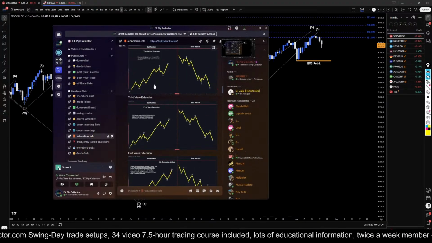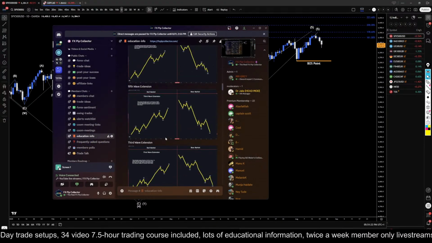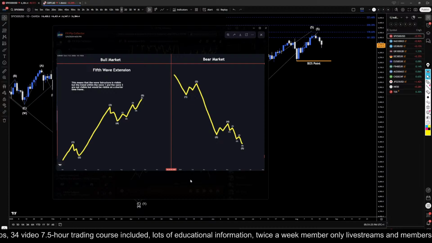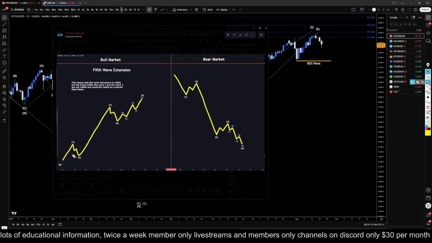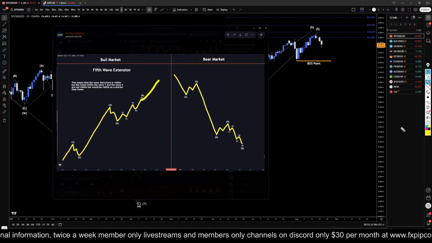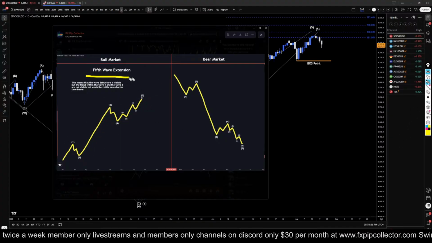No extension visible. Third wave extension. These are all the Elliott wave patterns that I put in here for my members so that people can have it. But the S&P 500 is kind of dragged out a little bit more. Obviously this is higher, but I think this is what it is. I think it's a fifth wave extension.